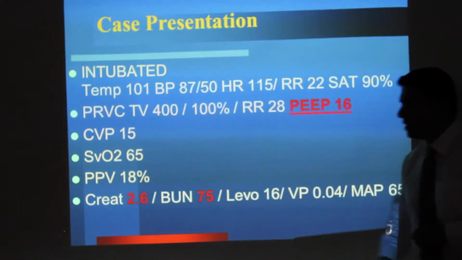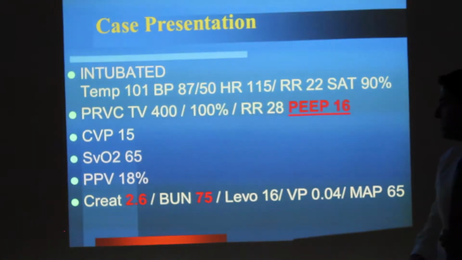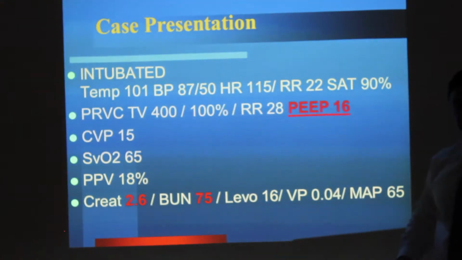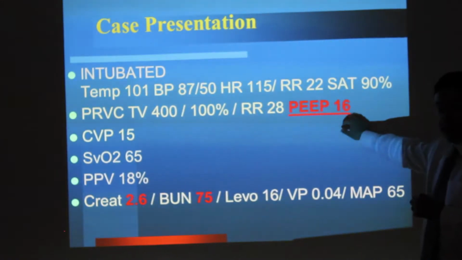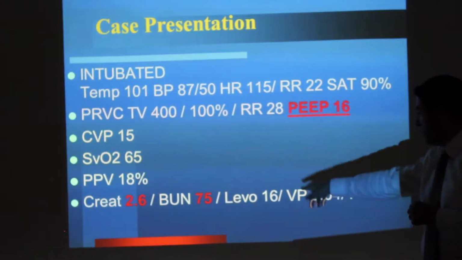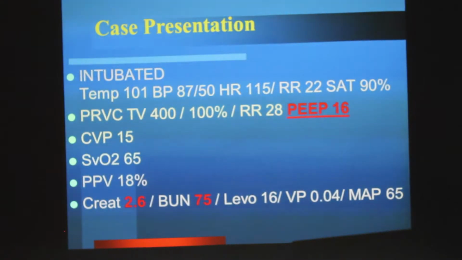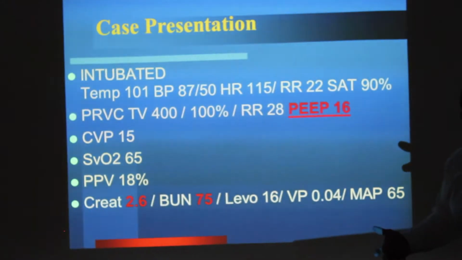So Nathan called me and said, Dr. Kosseifi, his creatinine now is 2.6. He had a normal creatinine, and his BUN is 75, and he was on PEEP of 16. We started him on levo, which went up to 16, and vasopressin 0.04 to keep MAP 65. So what do you want to do?